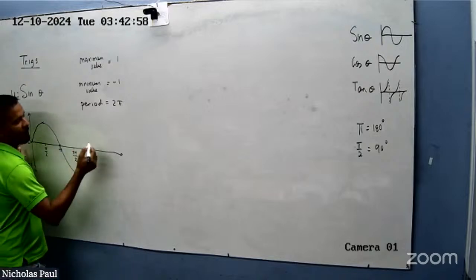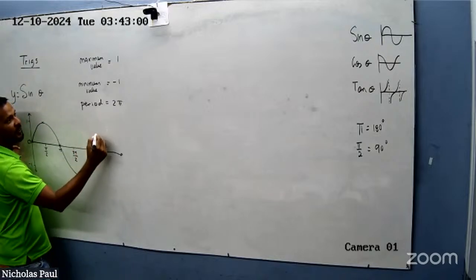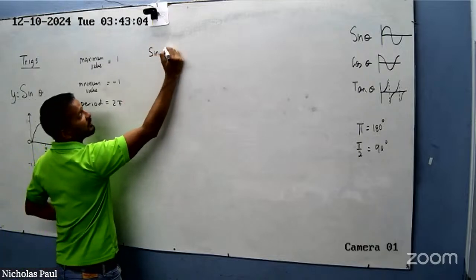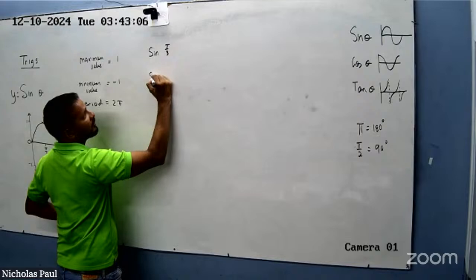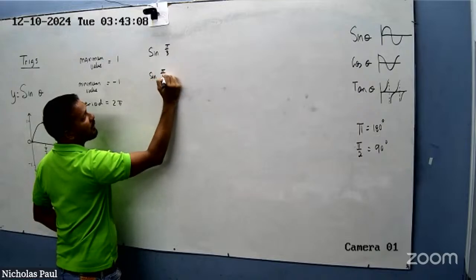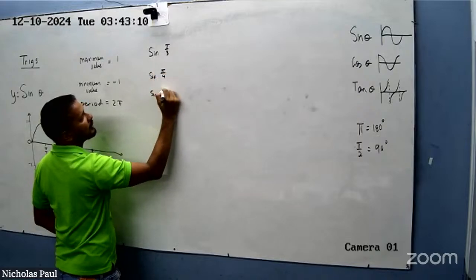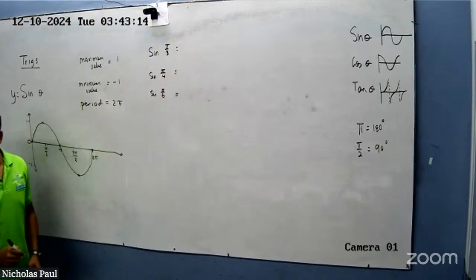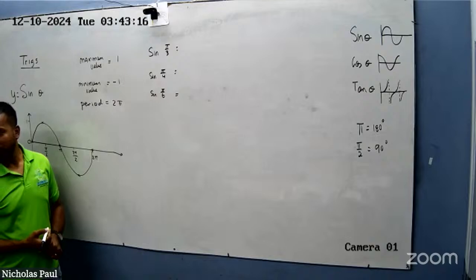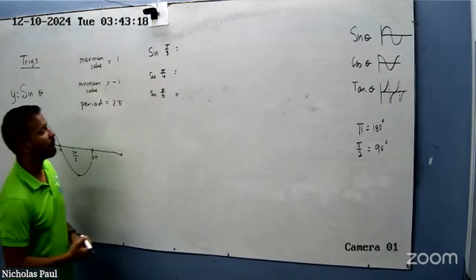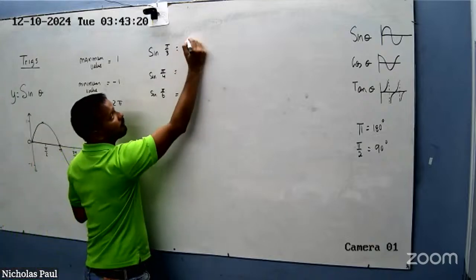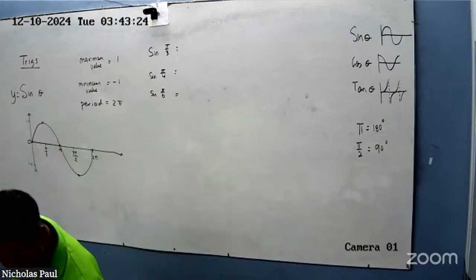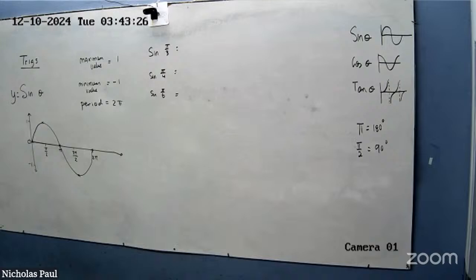I know we have Casios, but we should know these values. We should know the values for sine pi on 3, sine pi on 4, sine pi on 6. Sine pi on 3 is how much? Find those fast. You need to know those values.